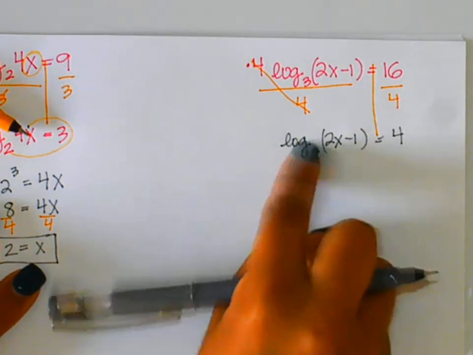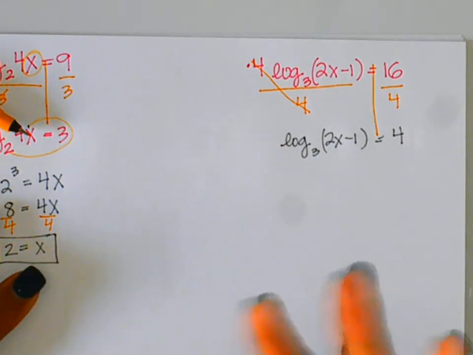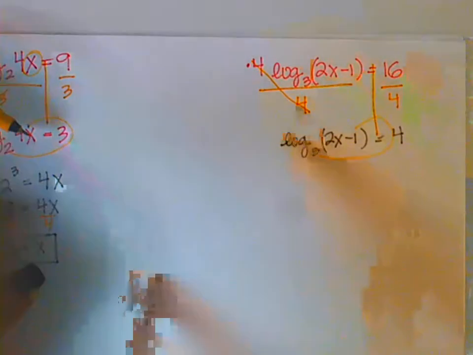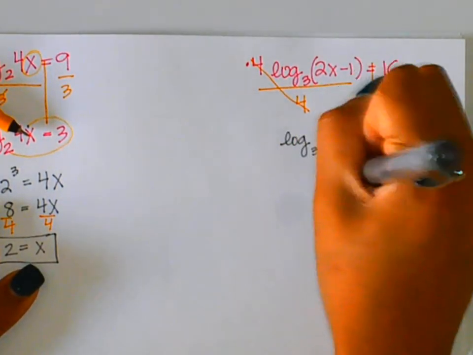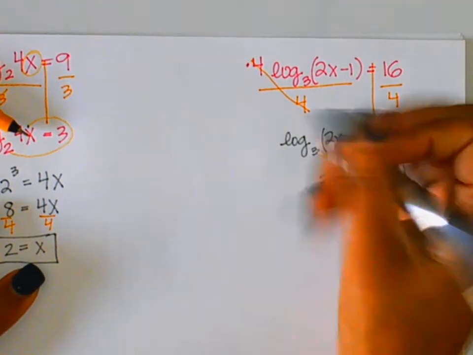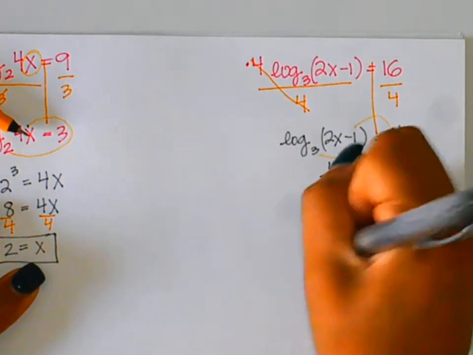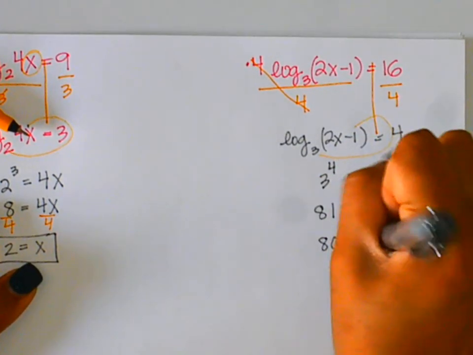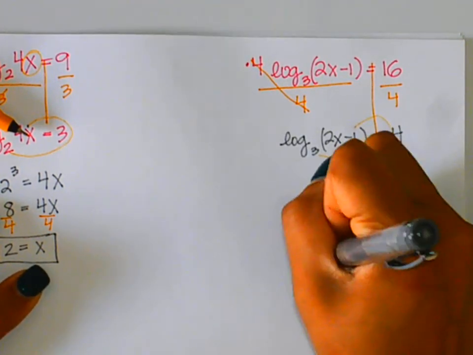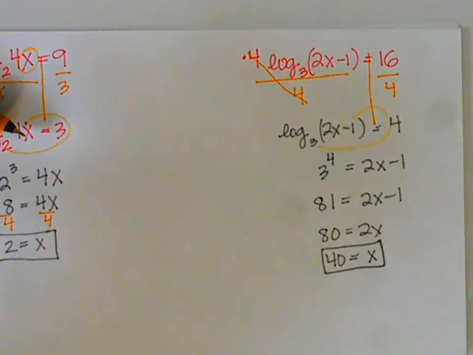Okay, now there's nothing I can do here because it's all part of that log, but I can break it up from the log by rewriting it into exponential. So again, I'm going to do my whale. 3 to the power of 4 equals 2x minus 1. 3 to the power of 4 is 9 times 9, which is 81. Using inverse operations, you get x is equal to 40.